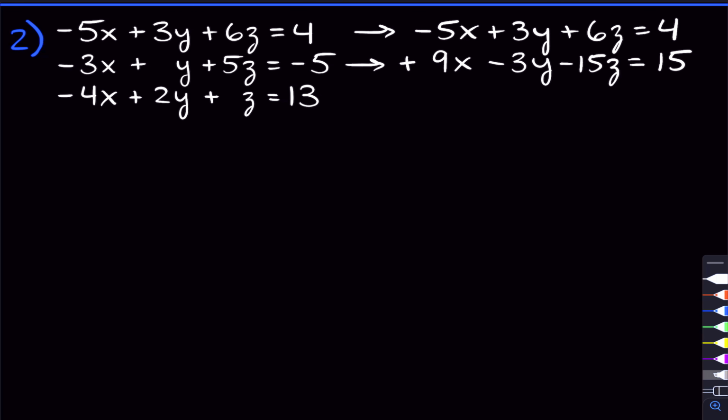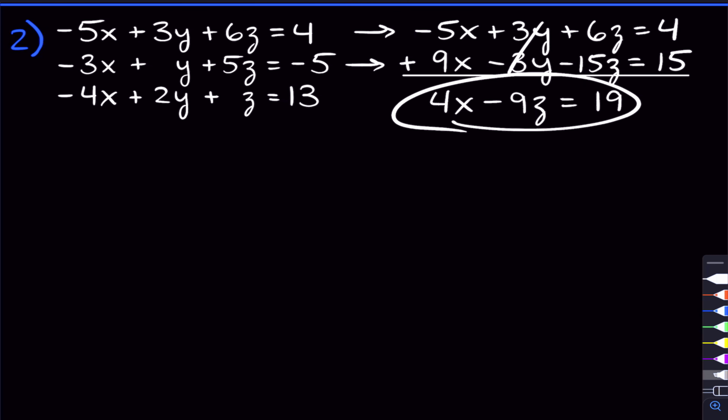Now we can add those two equations together and get those y's to cancel off. So -5x plus 9x, that's a positive 4x. The y's cancel. We have 6z minus 15z, and that will be -9z. And then we have 4 plus 15, which is 19. And so we get our first equation that only has two variables.